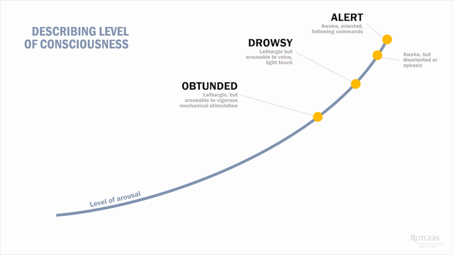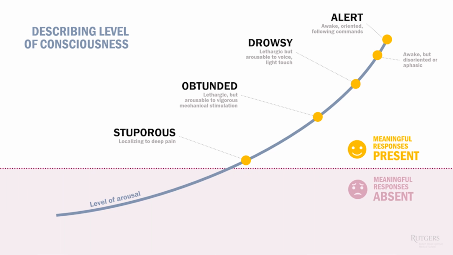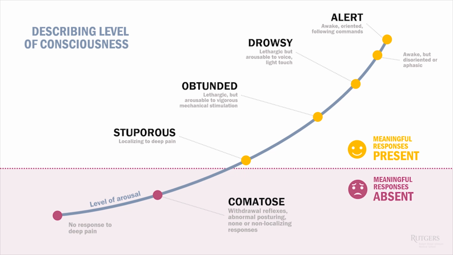Obtunded patients need more vigorous stimulation to arouse them. And stuporous patients only localize to deep pain, basically reach out to push away the painful stimulus. Drowsy, obtunded, and stuporous patients all exhibit meaningful responses. Once meaningful responses are absent, a patient is described as comatose and either withdraws reflexively, exhibits abnormal posturing, or doesn't respond to pain at all.